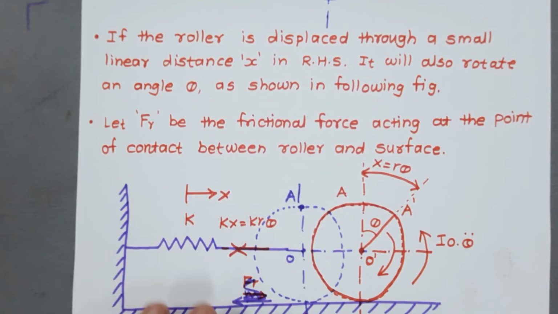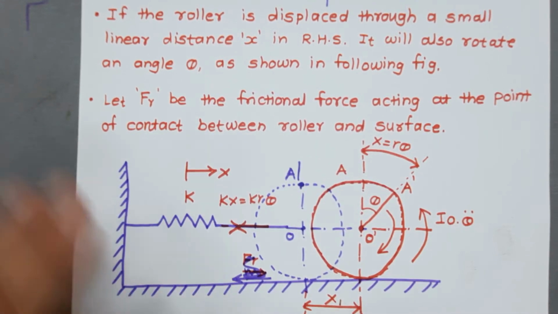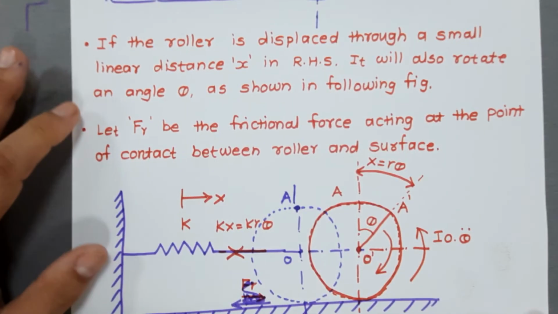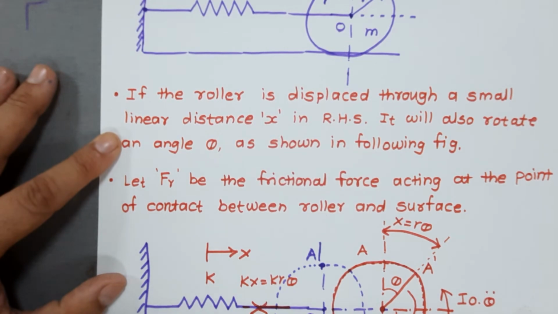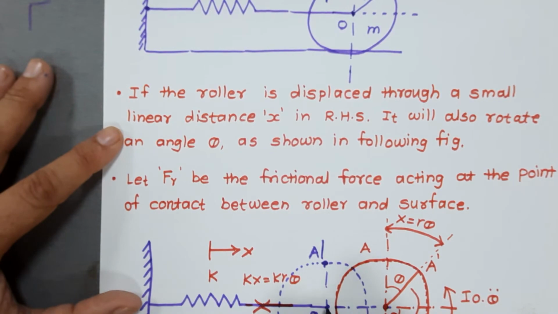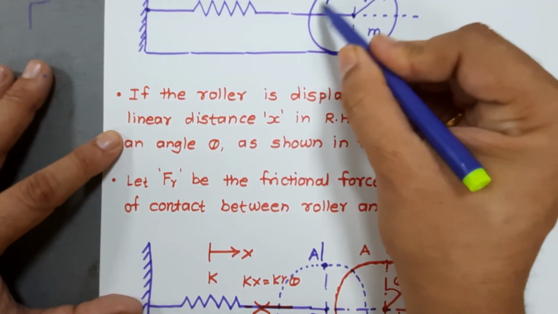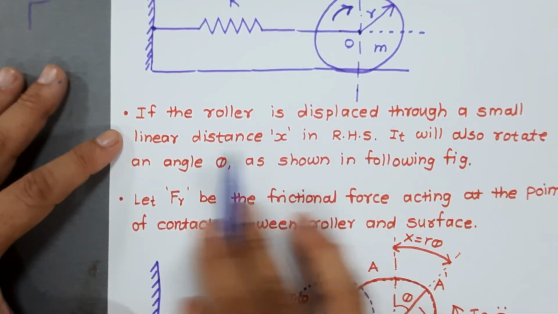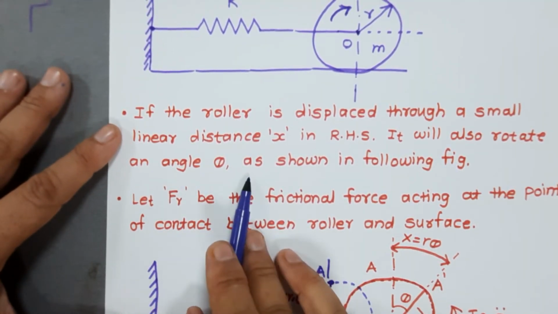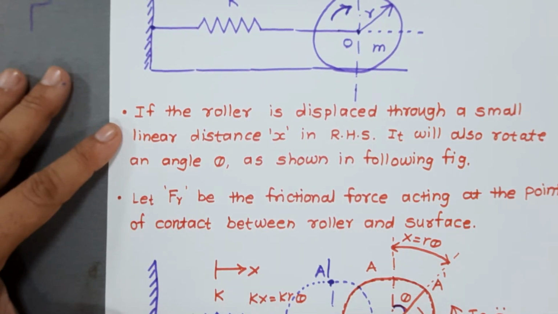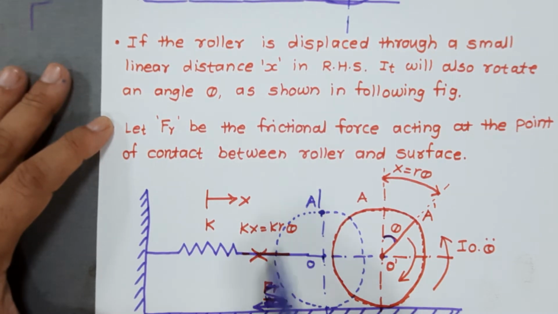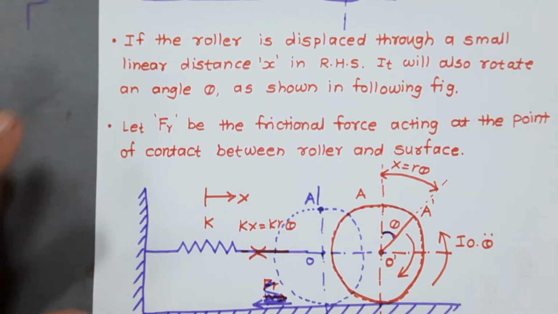Now if the roller is displaced by an amount of x, यहाँ पे देखिए in this diagram, I have reproduced this diagram, and here the initial position is shown by dotted. So here O is the center. Now it is going to rotate in clockwise direction. So if the roller is displaced through a small linear distance x in right hand direction, it will also rotate at an angle theta here, that is called the angular displacement as shown in this figure. Now when it is going to rotate towards right hand side or in clockwise direction, the frictional force also comes into picture here.